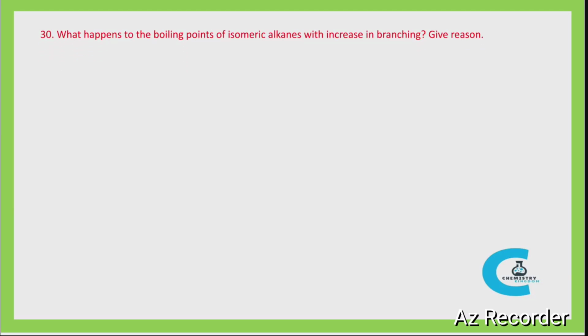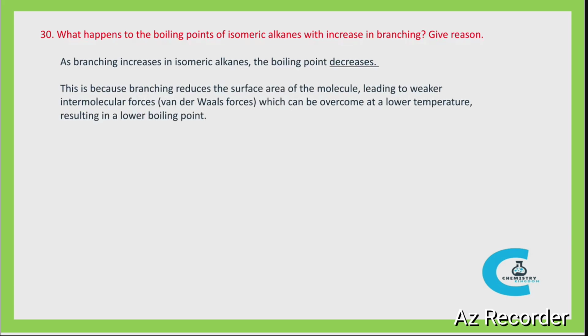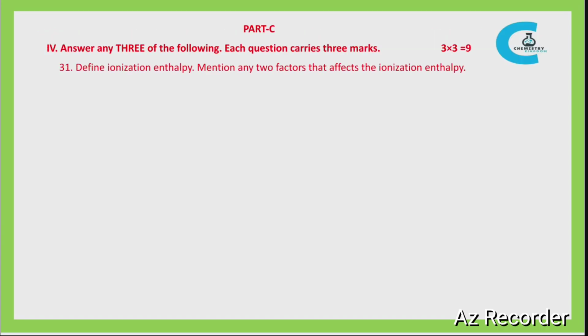What happens to the boiling point of isomeric alkanes with increase in branching? With increase in branching, boiling point decreases because surface area decreases. I hope you understood. Now part C, 3-mark questions. Define ionization enthalpy. Mention any two factors that affect ionization enthalpy.